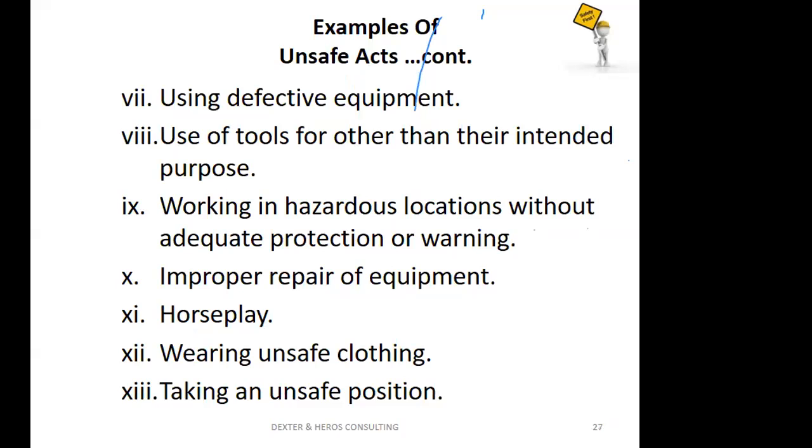When you use a tool that is defective, when you use tools you're used to for other purposes than what they're intended for, it's an unsafe act. A very common one most of us do. Please stop doing it from now. You use your teeth to open Coca-Cola. It's an unsafe act. You understand? That's an unsafe act. Working in hazardous location without adequate protection and warning, improper repair of equipment, horseplay.